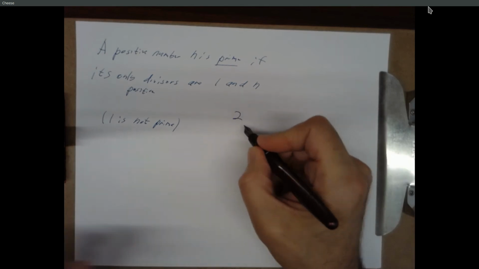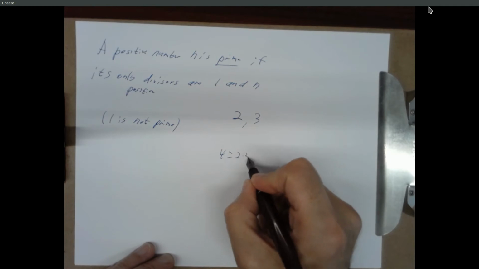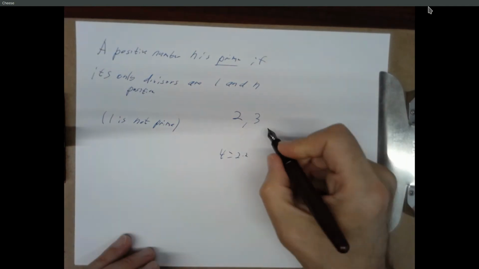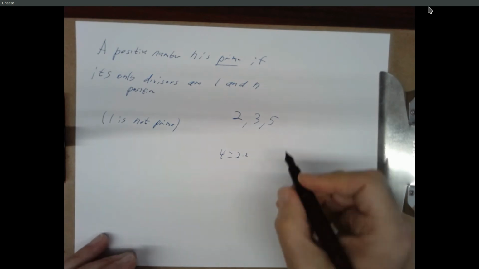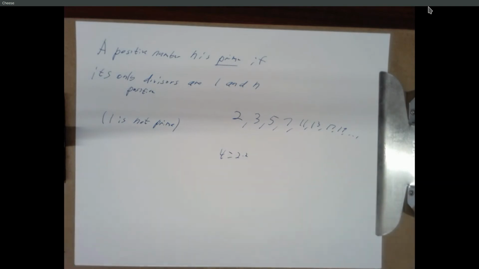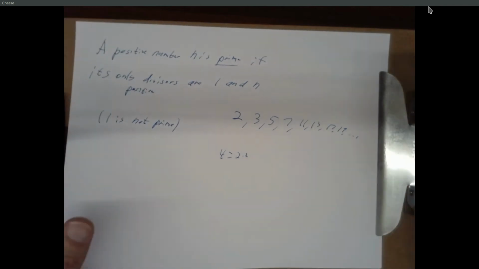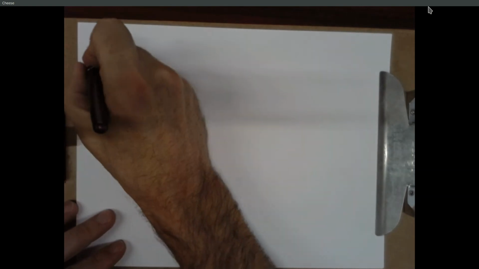And so 2 is prime, it's only divisible by 1 and 2. 3 is only divisible by 1 and 3. 4 is not prime because it can be written as 2 times 2, so it's divisible by 2. 5 is prime, 6 is 2 times 3, 7 is prime, 11, 13, 17, 19, and on they go. And so there's a relatively simple way of cranking out prime numbers. It's not quite generating them, but there's a way of listing prime numbers.